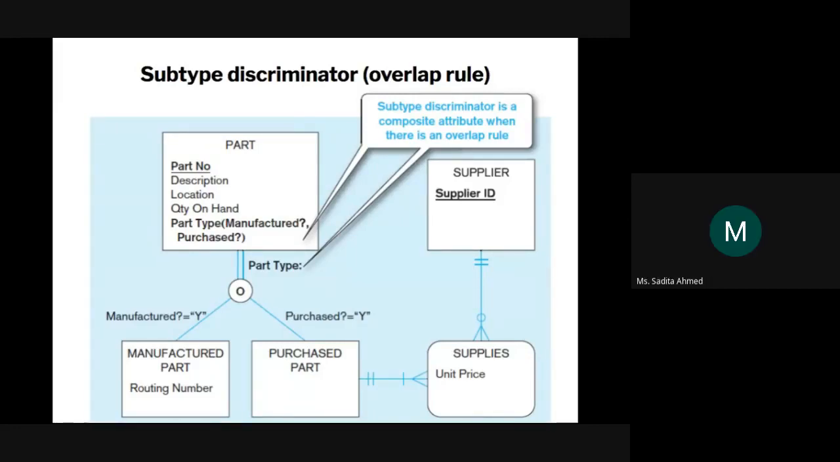Ma'am, why can't we use a multi-valued attribute here? Do we need to use a, I mean, multi-valued attribute here? Part type would have multiple values then. I mean, then I can just, if it is both manufactured and purchased, then I can just write M, P. And then if it's just manufactured, just M.